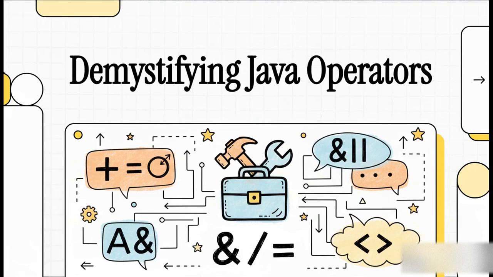Hello there and welcome. Have you ever wondered how your favorite games or apps seem to make decisions in a flash? Well, it all boils down to a set of really powerful, simple symbols called operators. Today, we're going to open up this essential programming toolbox and show you exactly how to make your own Java code really come to life.